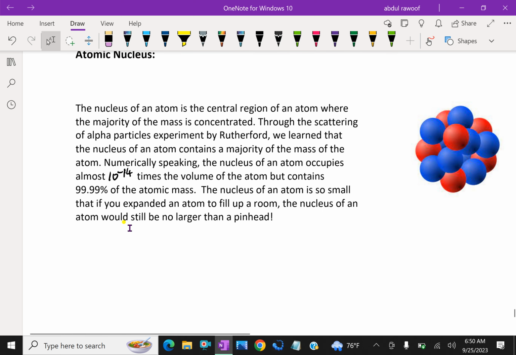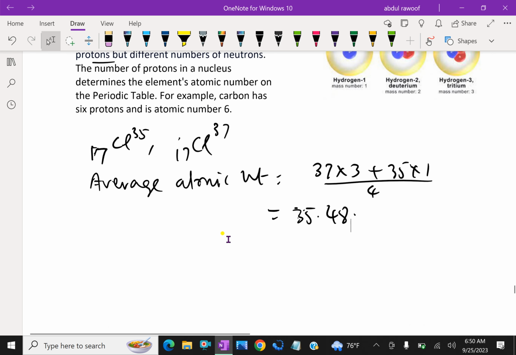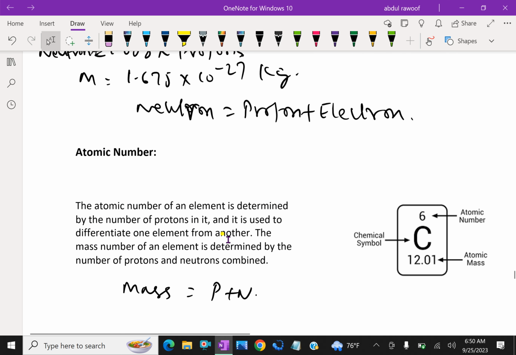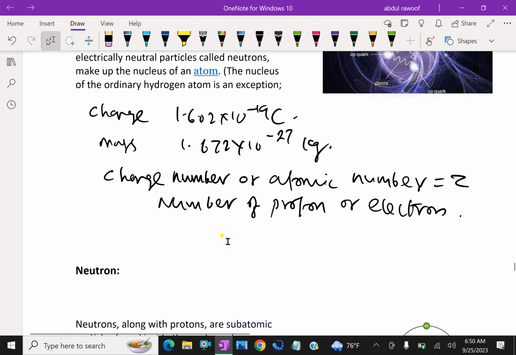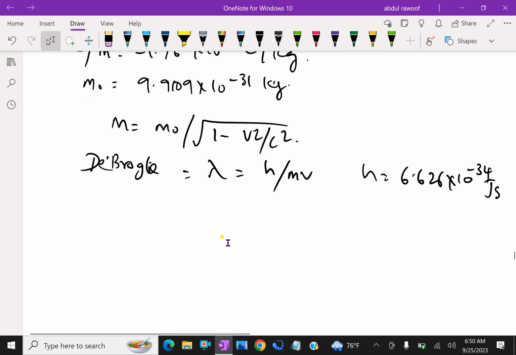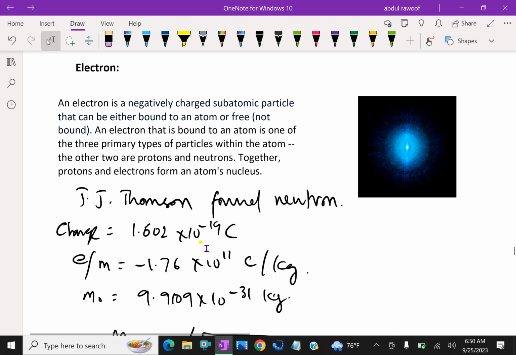So far we have discussed briefly atomic number, atomic mass, isotopes, isobars, isotones, and the masses of electron, neutron and proton, like that.